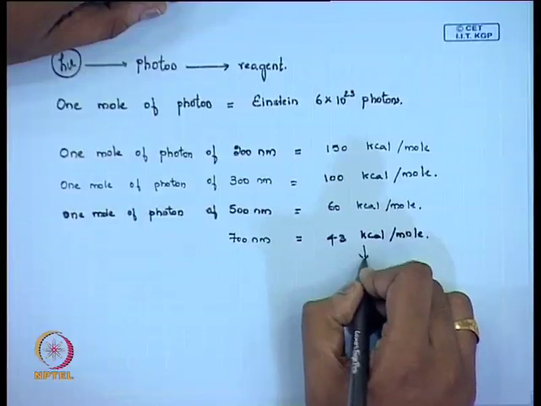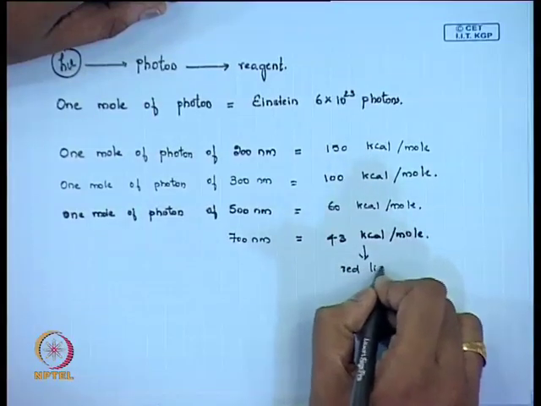You do not see big chemistry happening like bond breaking, bond making. See, I am talking about general things. There are exceptional cases, but I am talking generally about what happens. This 43 kilocalories per mole, we call this red light.